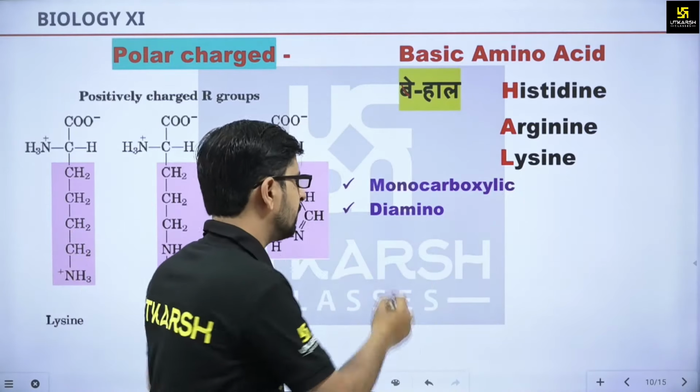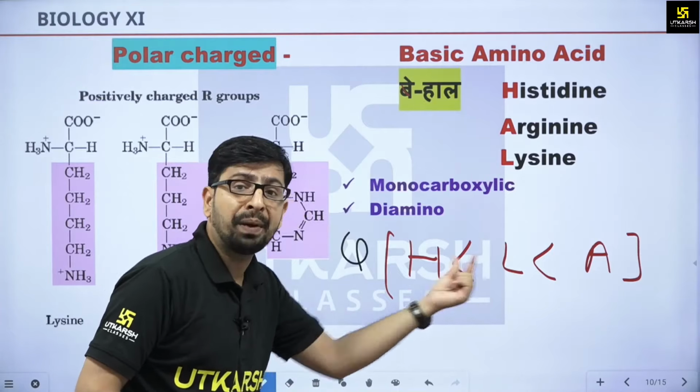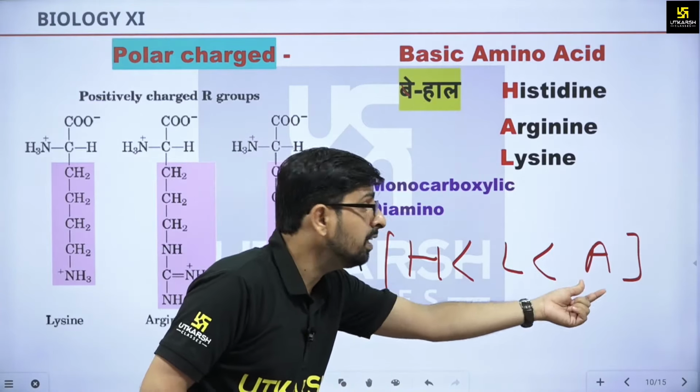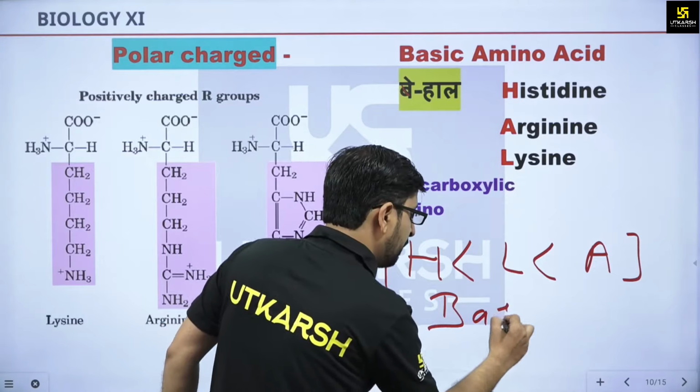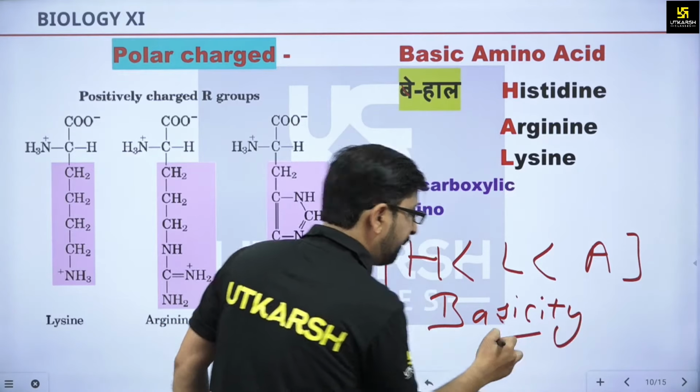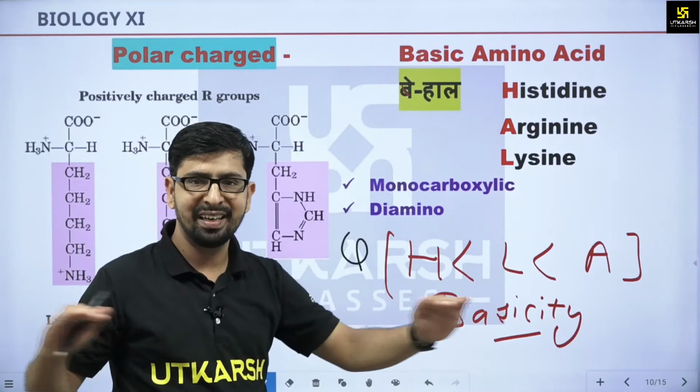One important question: what is the sequence of basicity? Halla. How can you remember it? Halla means more basic. Lysine is more basic than histidine and arginine is more basic than lysine. That means arginine is most basic and histidine is least basic. This is the sequence of basicity of basic amino acids. The most important question. Clear?